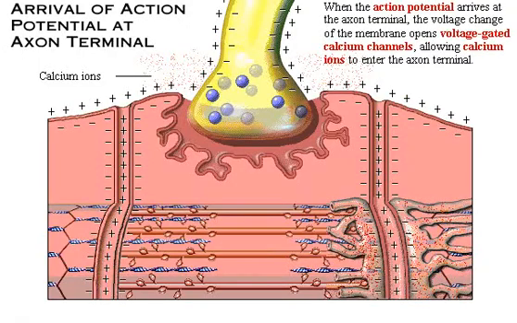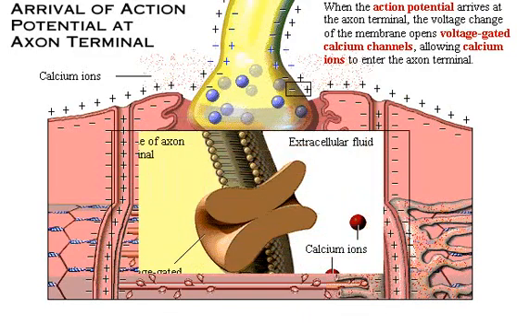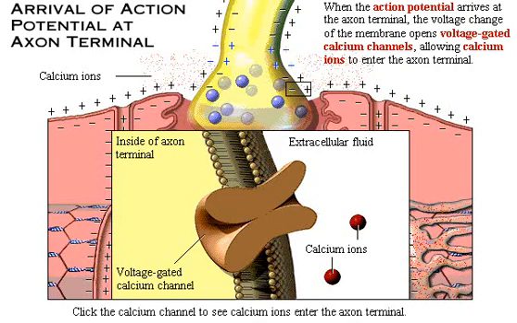When the action potential arrives at the axon terminal, the voltage change of the membrane opens voltage-gated calcium channels, allowing calcium ions to enter the axon terminal. To see the arrival of the action potential, click the motor neuron. Click the calcium channel to see calcium ions enter the axon terminal.